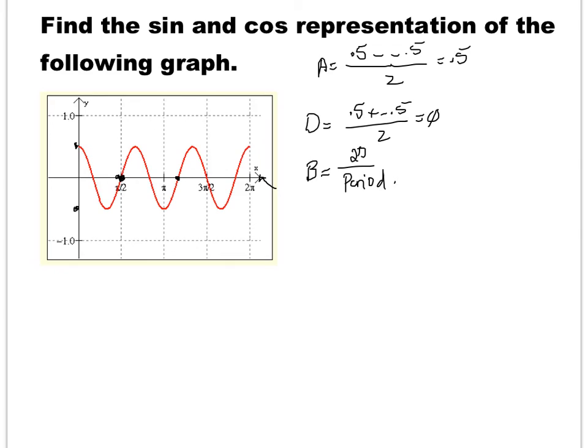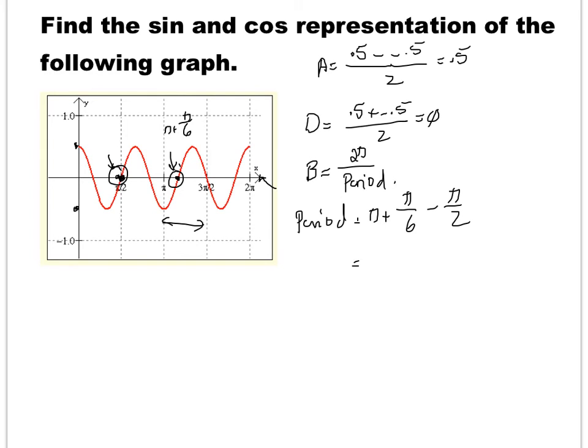I know this is pi over 2, this point. I know that this interval from here to here is divided in 3, and this one is equal to pi over 2. So every unit here is pi over 6. Okay? So this one is really pi plus pi over 6. Now what I'm going to do is find the period to be pi plus pi over 6 minus pi over 2. This is pi plus pi over 6, and this is pi over 2. If I subtract them, I'm going to find the distance, which is the period.